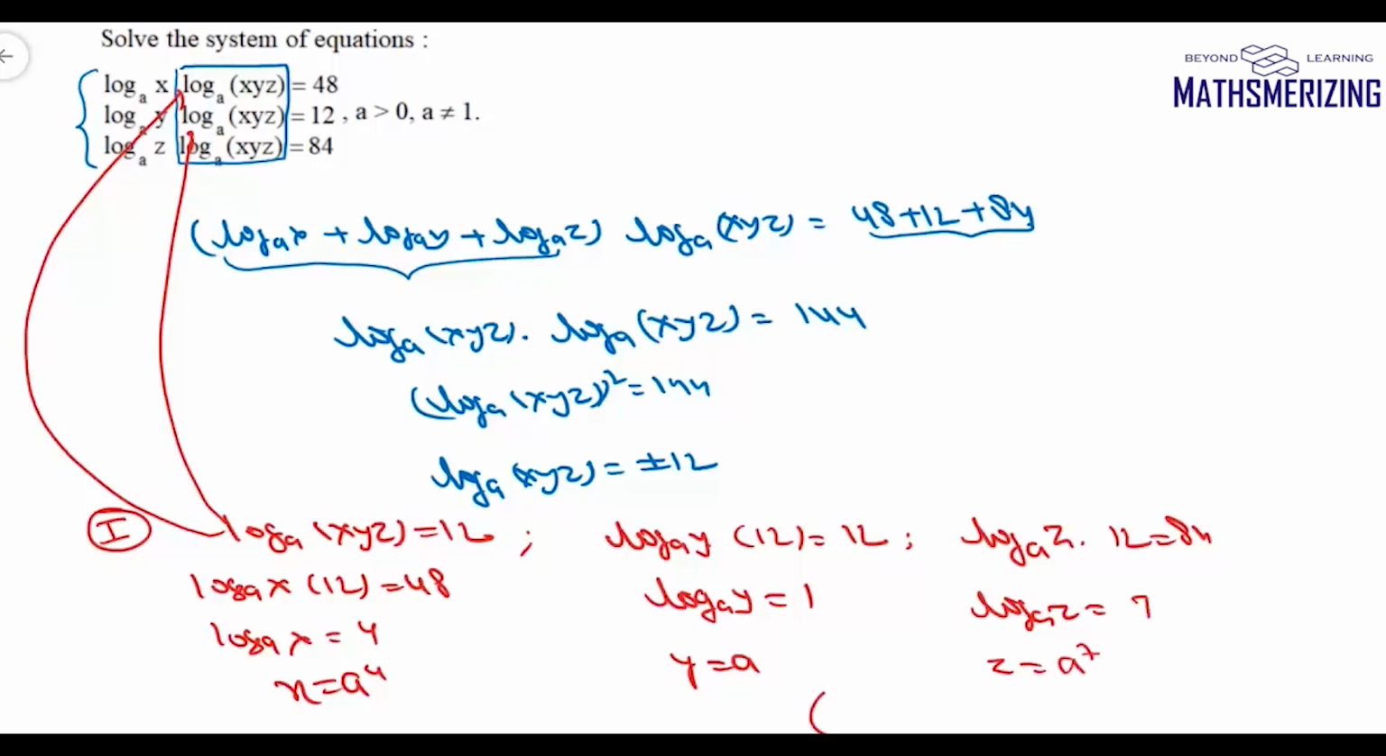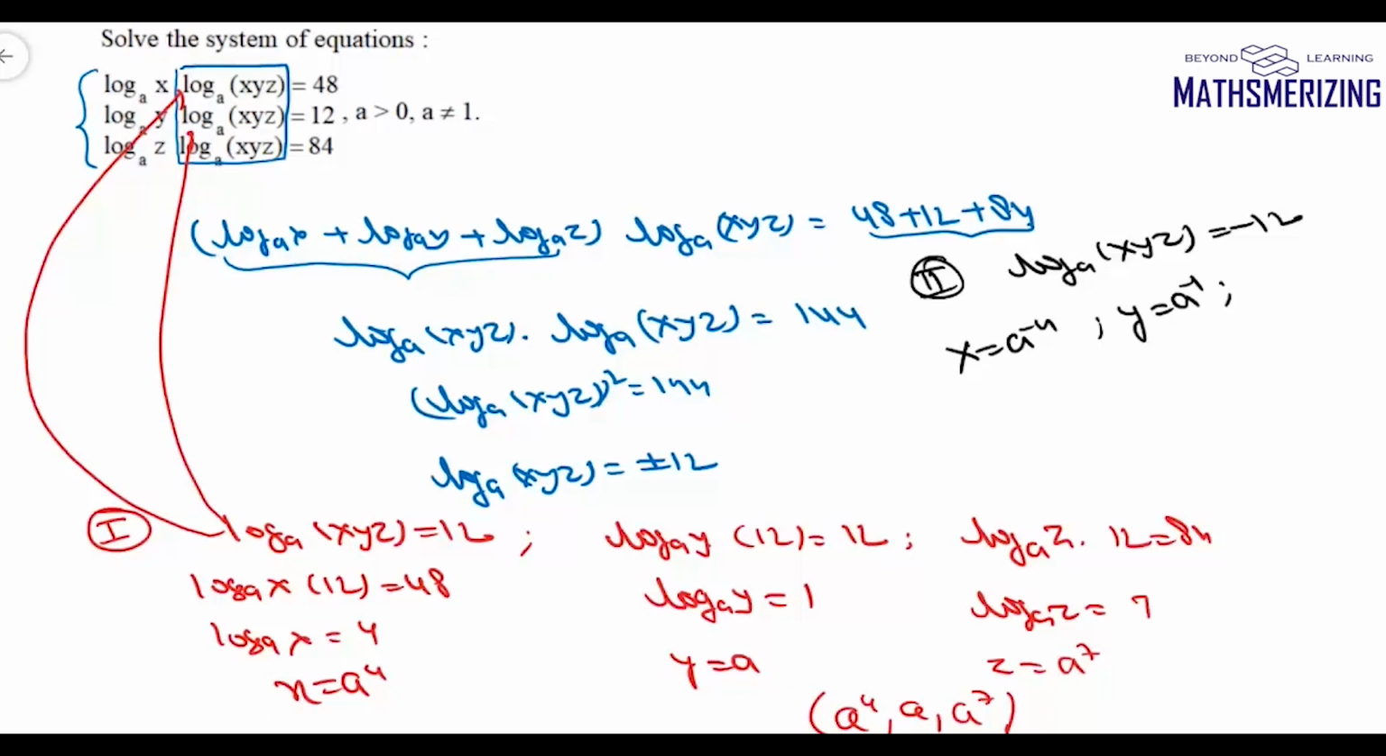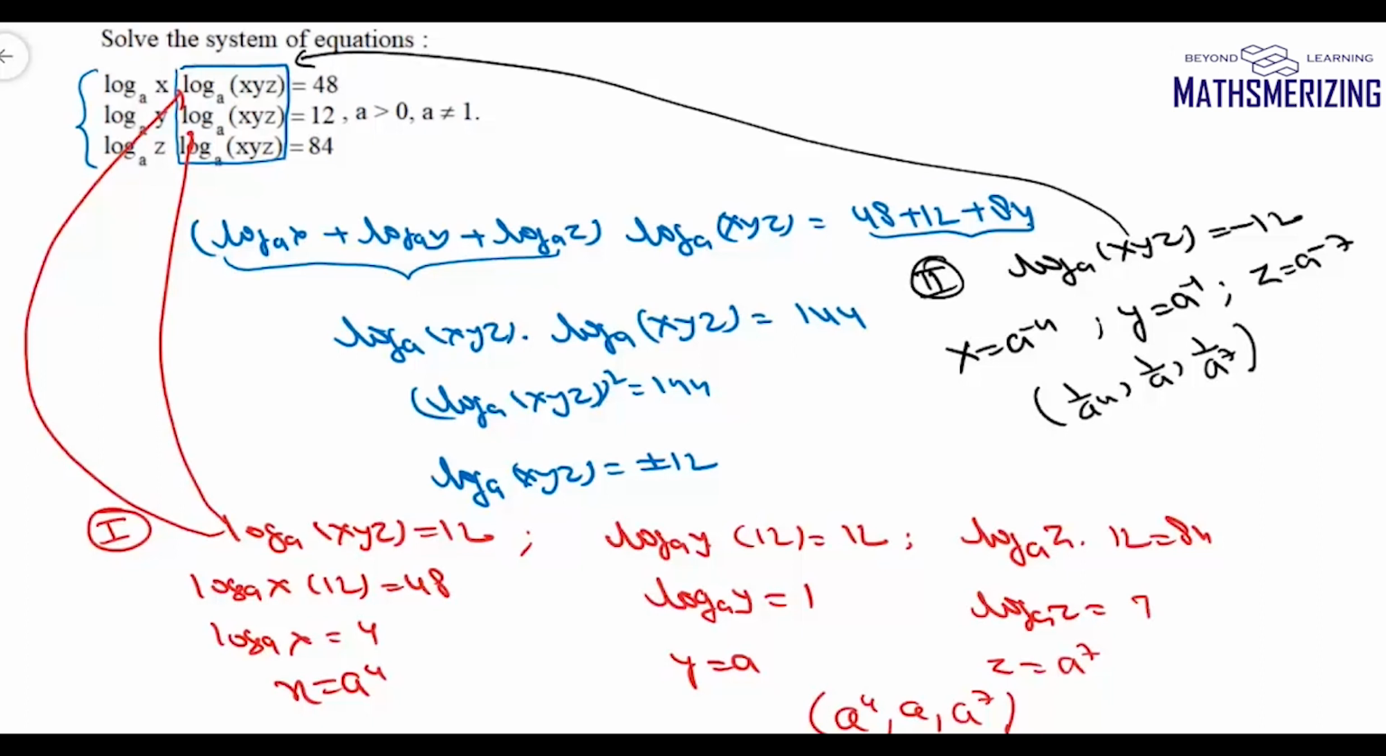So one of the solutions of this equation is a to the power 4, a, and a to the power 7. Now if I take the second case, which is when log xyz equals minus 12, in that case, I'll get the same result but with the negative sign. So the answer I'll get is x is a to the power minus 4, y is a to the power minus 1, and z is a to the power minus 7, which is 1 upon a to the power 4, 1 upon a, and 1 upon a to the power 7. So again, just by putting the value of log xyz in the equation, I can get the value of x, y, and z. So there are two solutions to this system of equations.